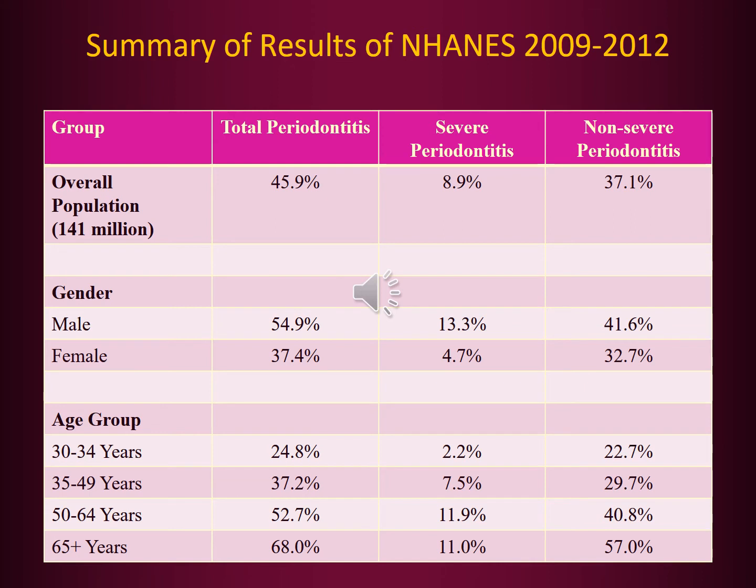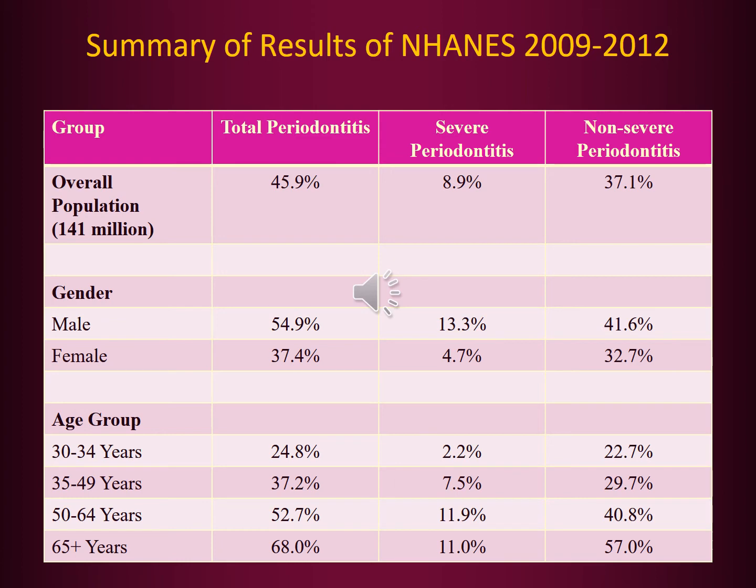It's also in the non-severe category where you can see that although it's not twice as much as it is for the severe category, it does point to the fact that men typically have more periodontal disease than women, as indicated by the total periodontitis column in the far left. It also shows periodontal disease by age group. And generally speaking, one can see that periodontal disease typically increases with increasing age group.